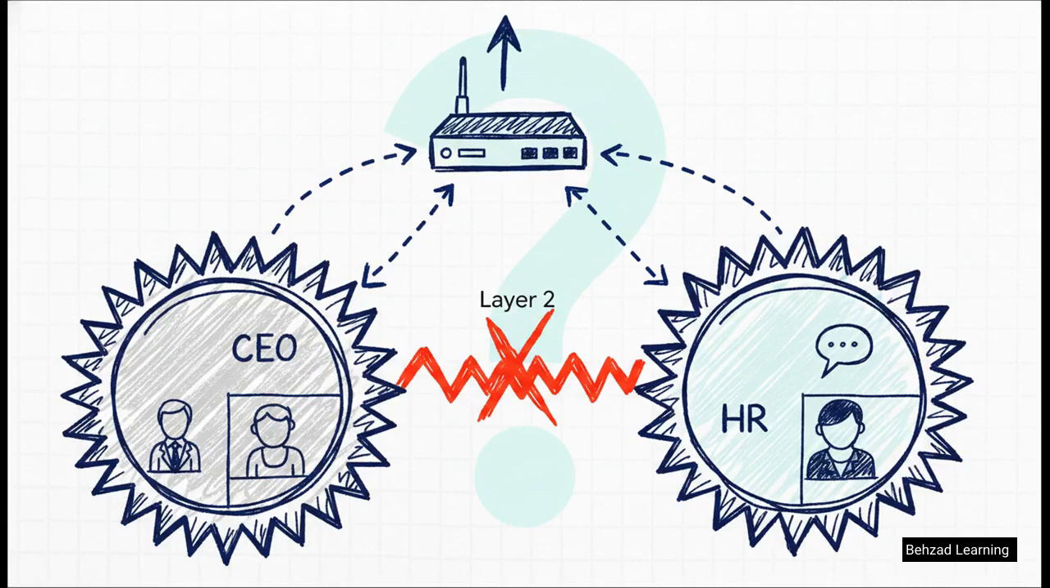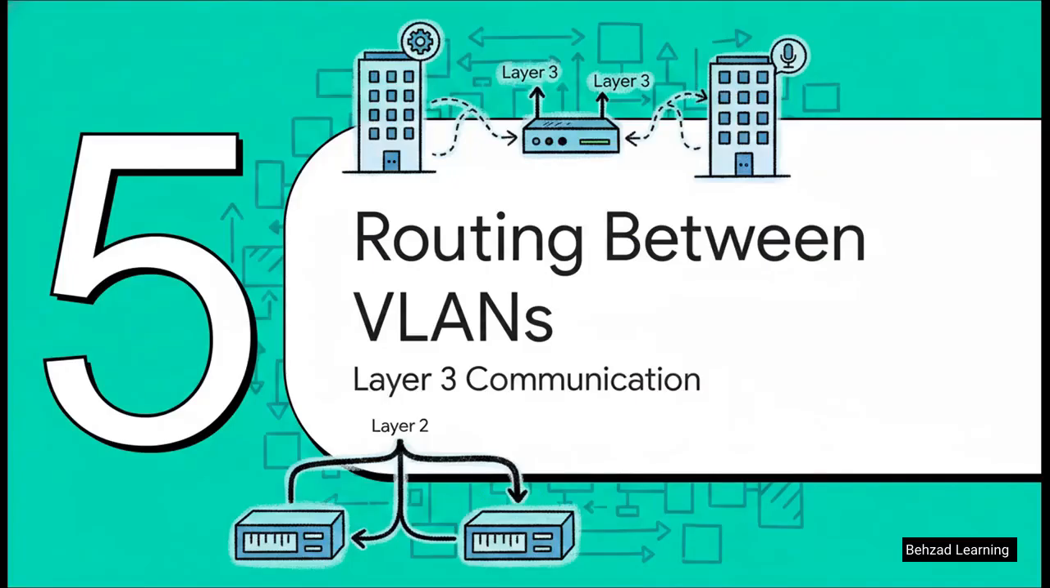So far, we've built a perfectly secure, segmented network. The soundproof rooms are totally impenetrable. But wait, if the isolation is perfect, how does anyone actually communicate with another department? I mean, how does the CEO in the executive VLAN send an email to the HR VLAN? If Layer 2 switching blocks it, we actually have to go one layer higher. Let's look at how we solve that in Section 5, routing between VLANs and Layer 3 communication.